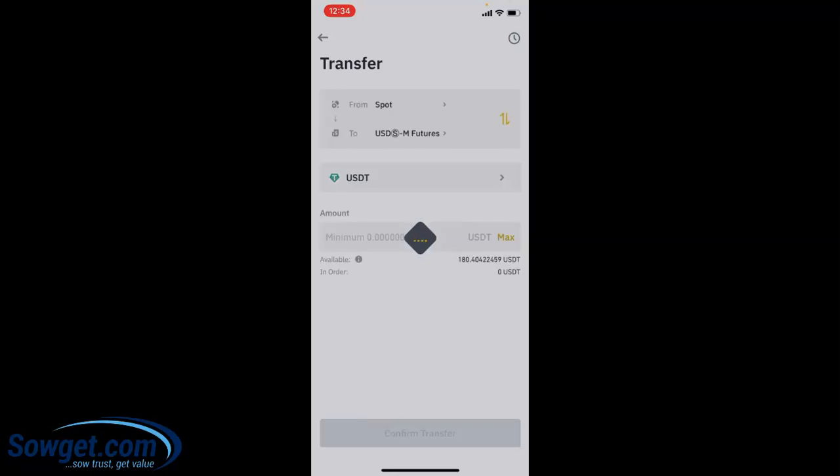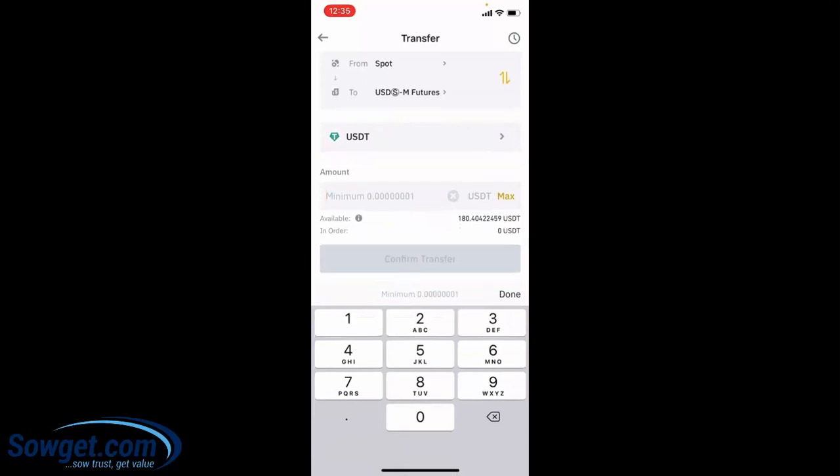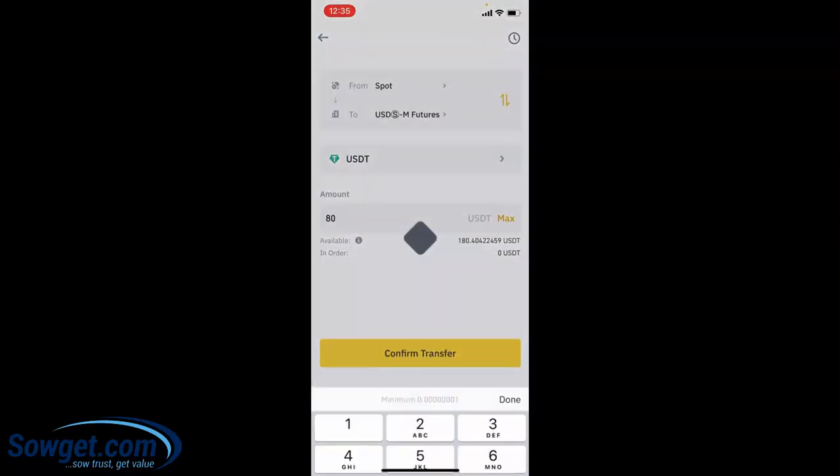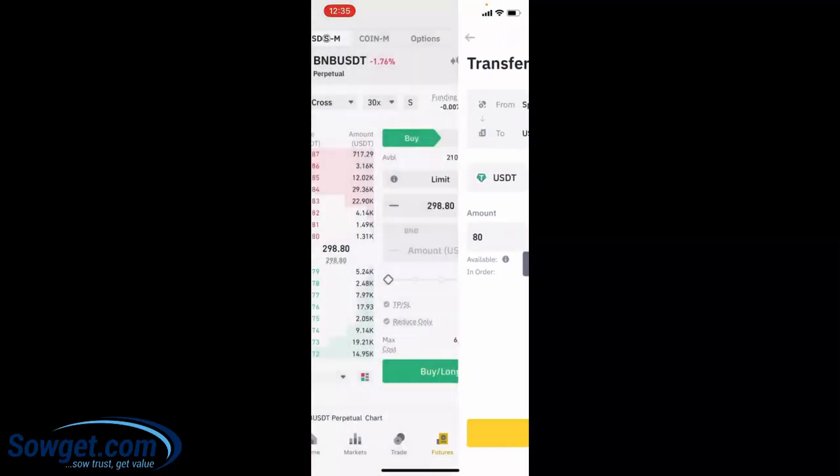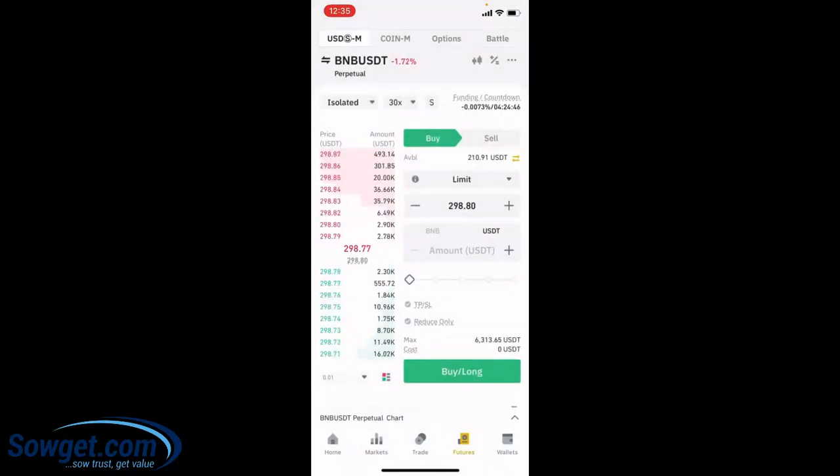It will take you to what you have on the screen. You can see you are transferring from Spot to USD-M Futures, and you are picking USDT. Right here you enter the amount of USDT you want to transfer or deposit. Let's say you want to transfer 80 USDT, then you tap on confirm transfer. You can see transfer successful, and if you go back to your futures trading page, we have 210 USDT there already. After you've deposited money, you can now start trading.